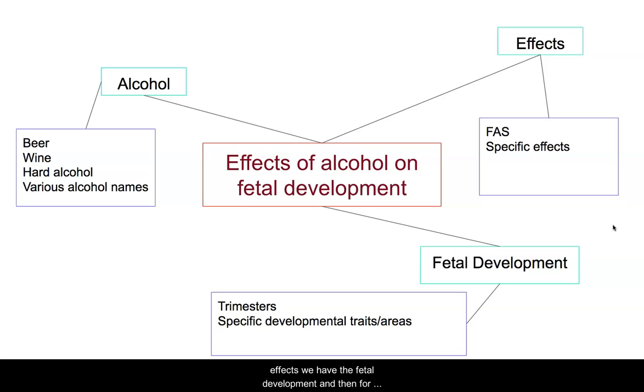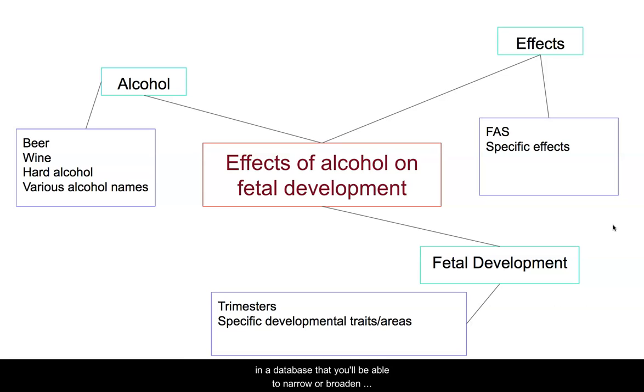We have alcohol, we have the effects, we have the fetal development, and then for each of those components there are subcomponents. So if I'm talking about alcohol, maybe I want to look at specific types of alcohol or alcoholism. If I'm talking about effects, are there specific effects? Am I looking specifically at fetal alcohol syndrome? If I'm talking about fetal development, are there specific components of it that I want to look at? Maybe just brain development, or do I want to look at development during specific trimesters? Things like that.